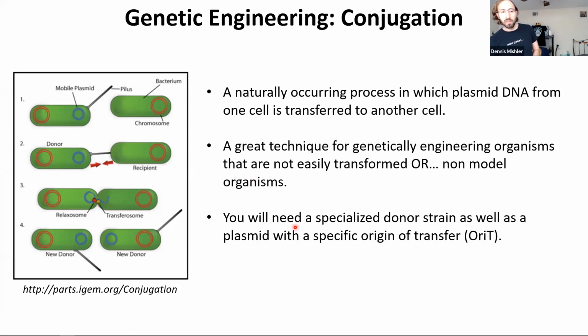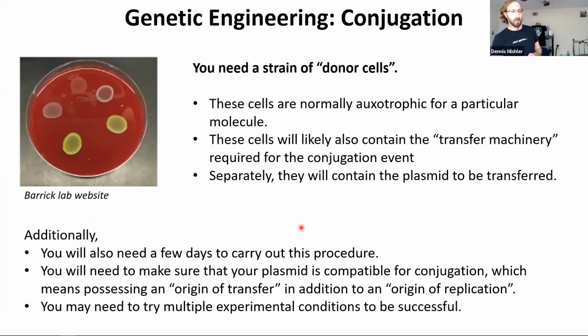To do a conjugation, though, you're going to need a specialized donor strain as well as a plasmid that has a specific origin of transfer. Those are the two special things that you don't normally think about when you're doing transformations. Okay. And an origin of transfer is different from an origin of replication. Okay. So you need your strain of donor cells.